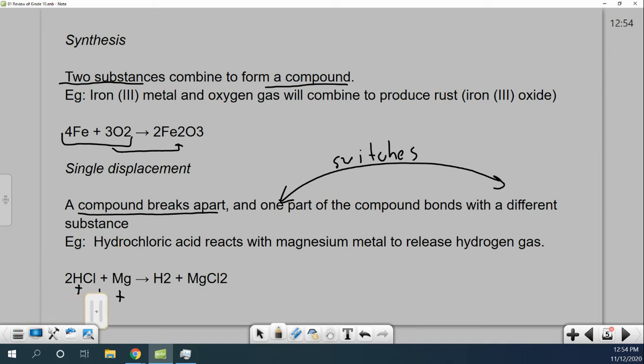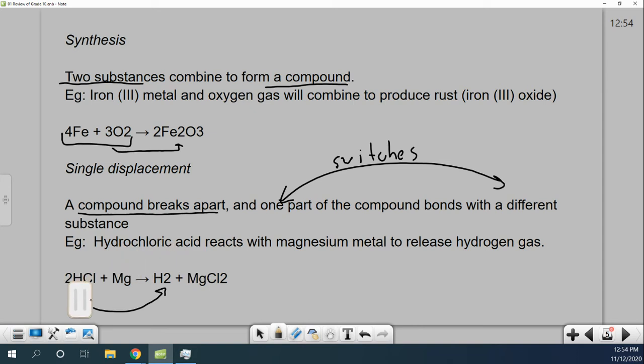So what happens in a single displacement is that the ones that have the same sign swap. So hydrogen and magnesium are going to swap. So hydrogen ends up left on its own, and magnesium ends up in the compound. So you go from hydrochloric acid plus magnesium metal to hydrogen bumped out, so it becomes hydrogen gas, and magnesium goes in, turns into magnesium chloride.